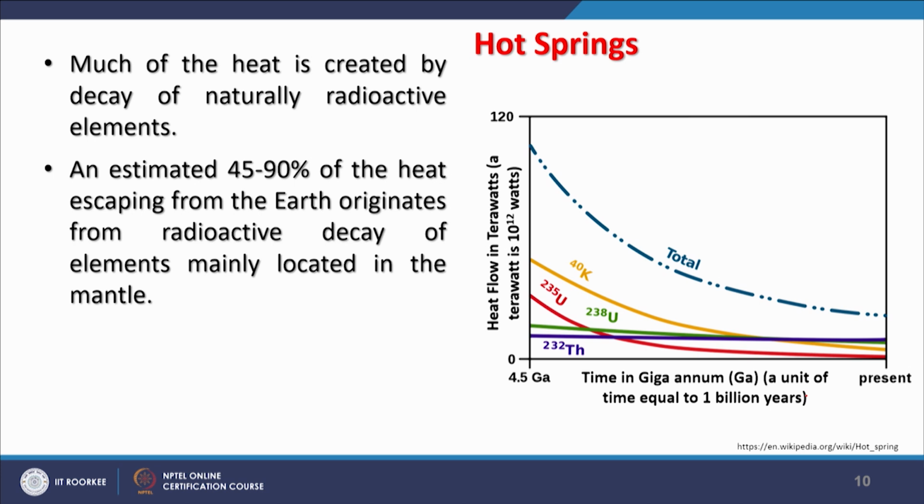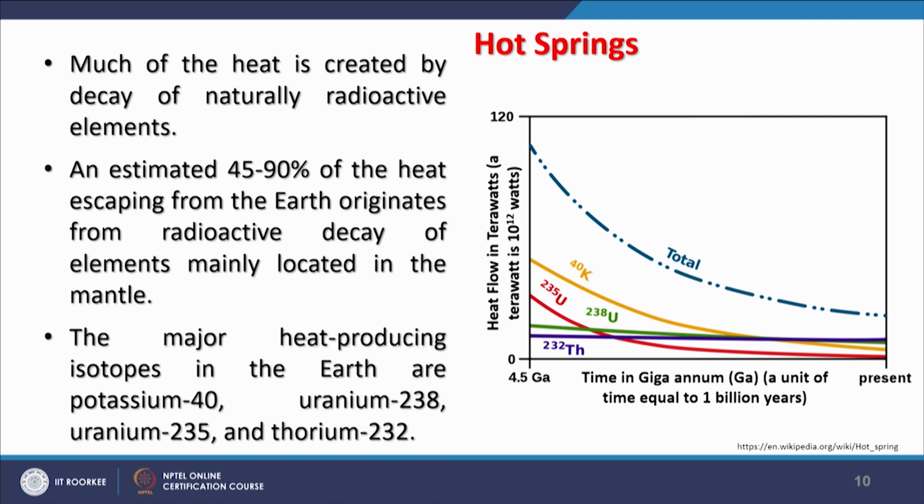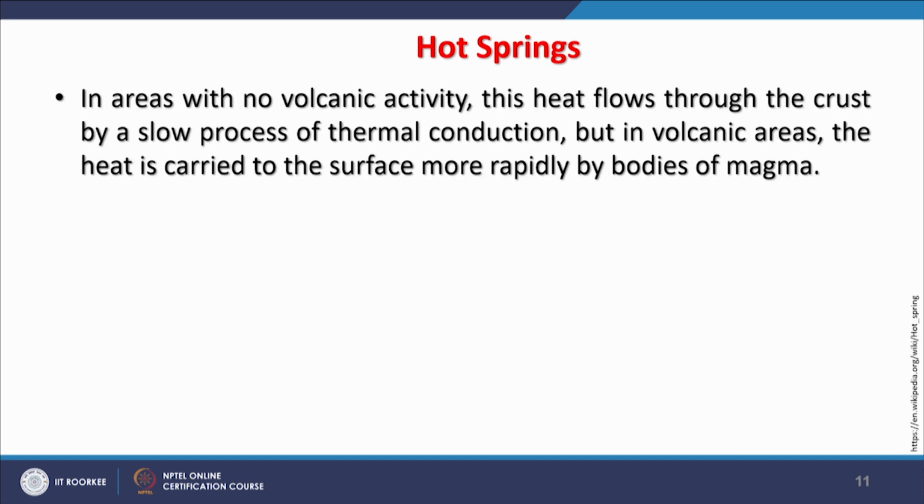And as you can see, though the decay occurs, this decay can still produce very hot water through these springs. The major heat producing isotopes in the earth are potassium 40, uranium 238, uranium 235 and thorium 232. These are the major heat producing isotopes or substances inside the earth.